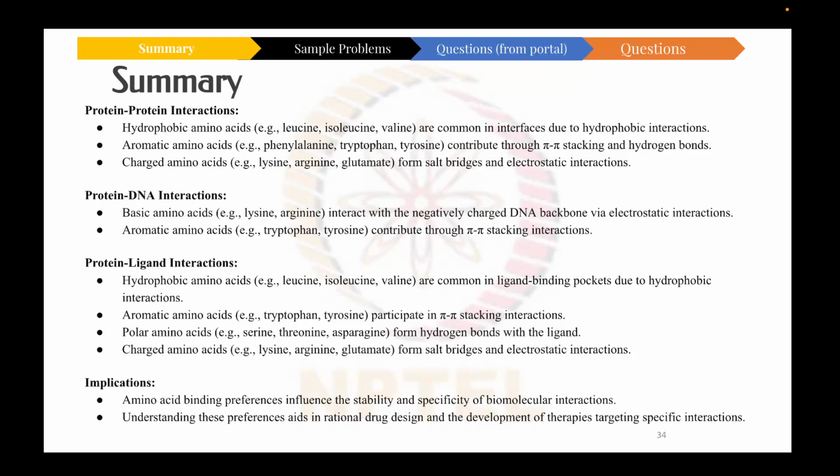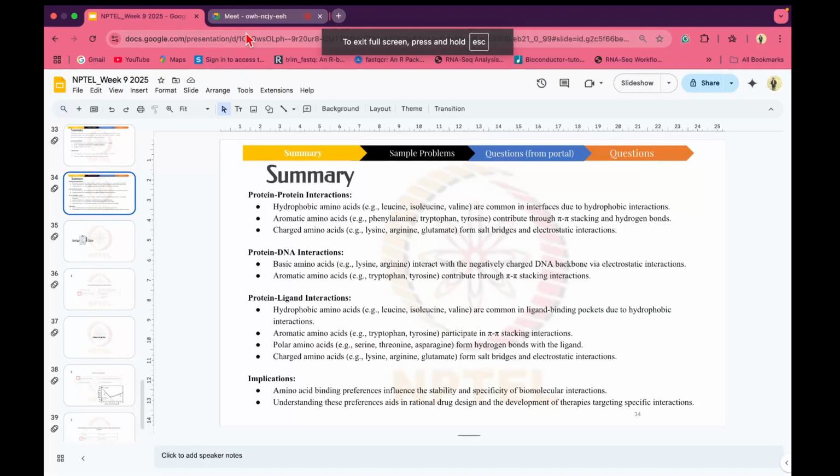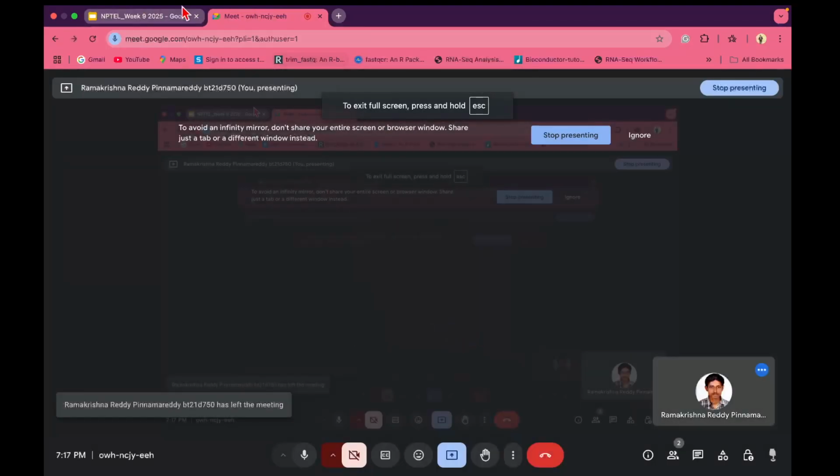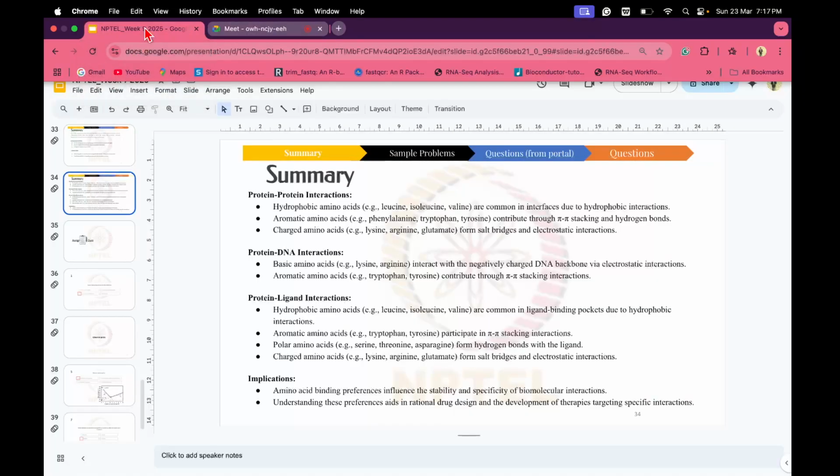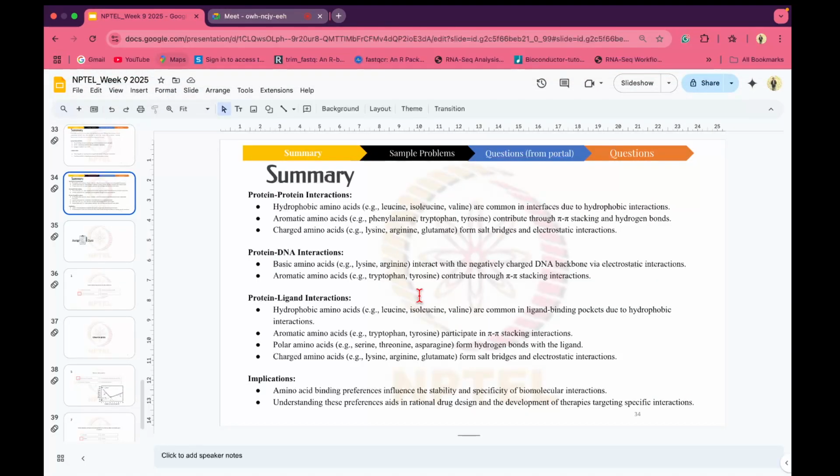And we have polar amino acids, which are capable of forming hydrogen bonds with ligands, contributing to ligand recognition and specificity. Then we have charged amino acids, important for forming salt bridges and electrostatic interactions with charged ligands, influencing binding affinity and specificity.